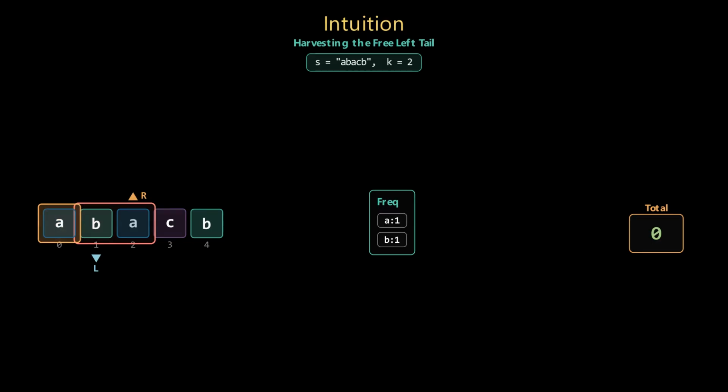So index 0 works, that is one substring ending at 2. We only have one valid start here. L sitting at 1 is that count. We add 1 to our running total.